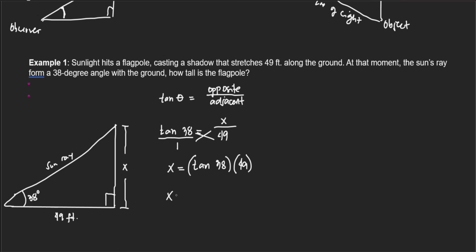Now, if you have your calculator para ma-identify po natin yung value, so you just have to input tan 38 times 49. So the possible answer will be 38.28, and the unit that we're going to use is feet since yun yung given. So therefore, ang value ng x natin dito is 38.28 feet. So that is the process. Okay? Another example is we have this one.